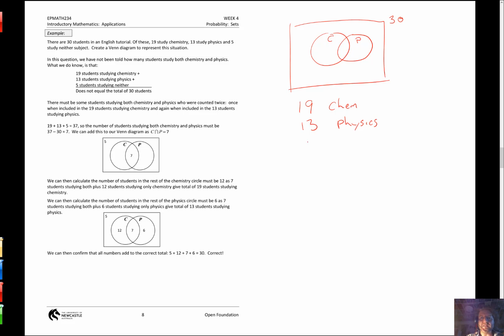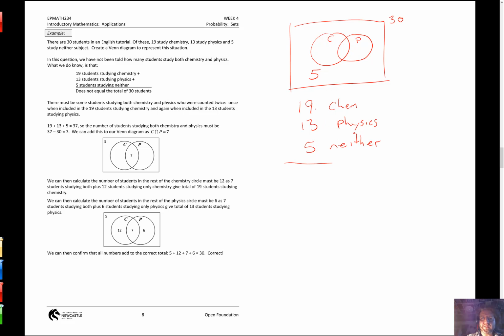What about 5 study neither? Can that go anywhere? That one's a winner. 5 study neither, I can lock that in. That means 5 aren't in the chemistry circle, aren't in the physics circle, definitely aren't in the overlap between chemistry and physics. They can't be there. 5's out there. Okay, well, now let's look at the total. So I know there's going to be a number in the C circle, in the P circle, 19 and 13 and 5. Let's add them up.